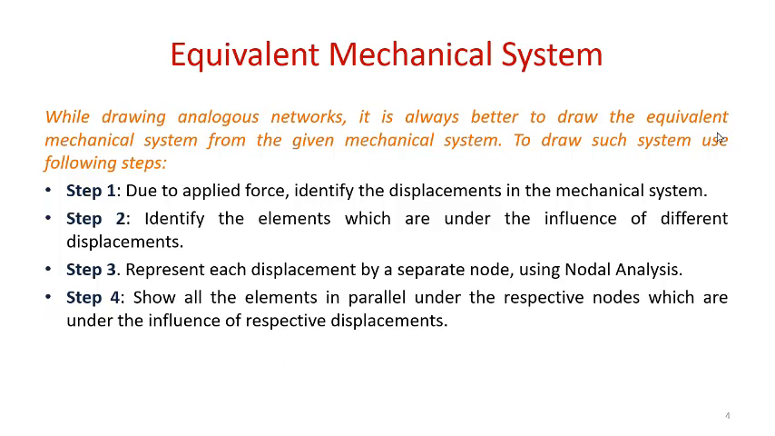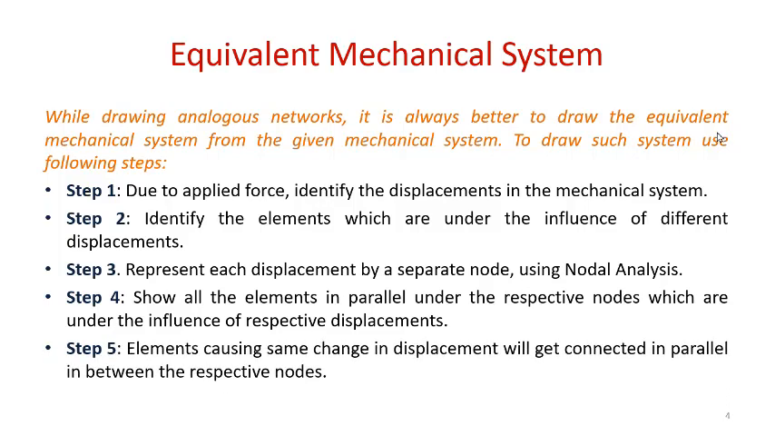Show all the elements in parallel under the respective nodes which are under the influence of the respective displacement. Means if there is the x1 displacement, under this x1 displacement we are having elements like M1, K1 and B1 as the elements connected, then we have to represent them in parallel, which is under the influence of these displacements.